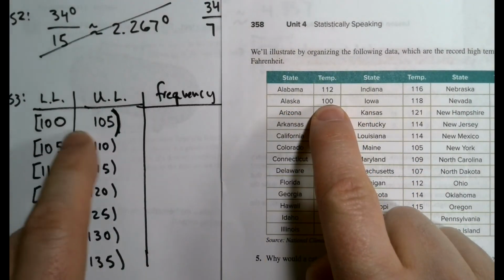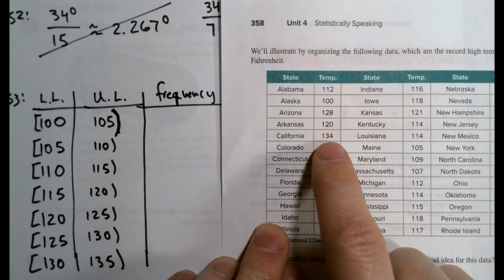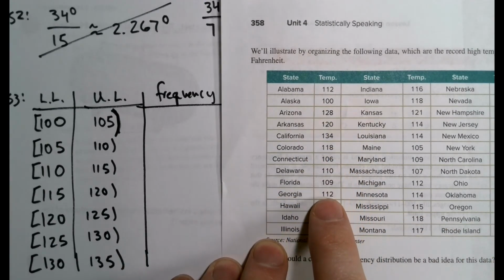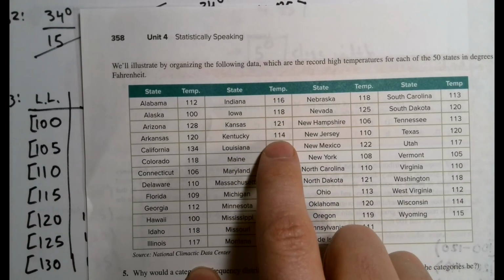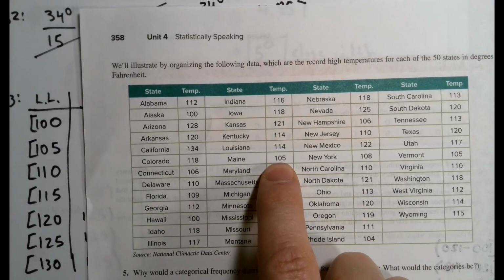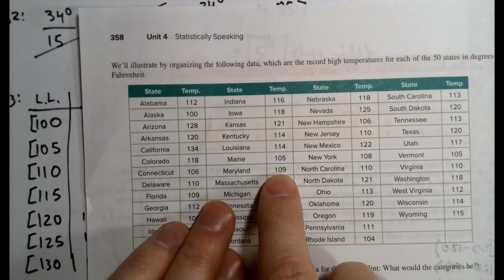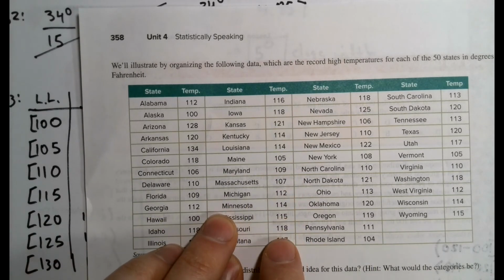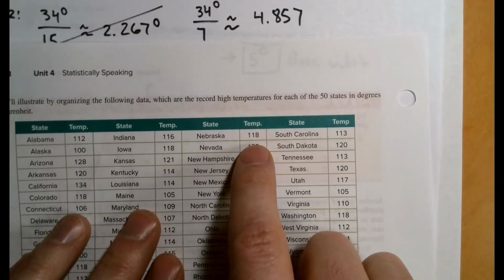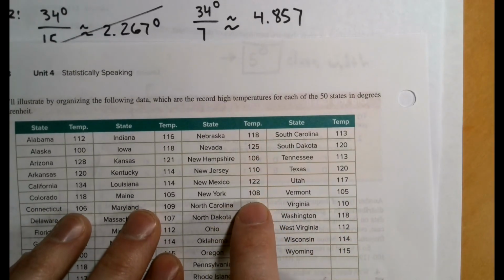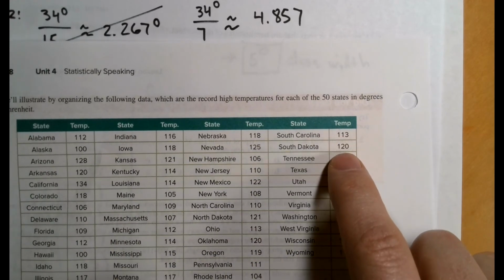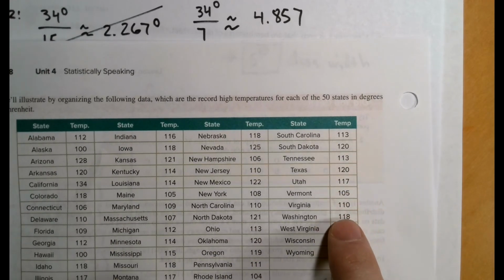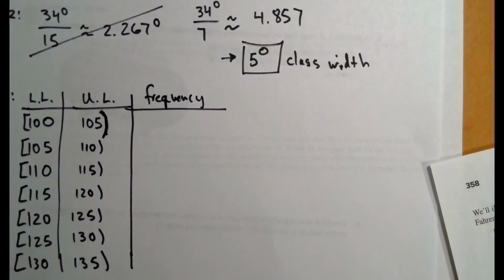Here's a number between 100 and 105. So there's 1, nope, 2, nope, 105 doesn't count. It goes in the next class. Nope, 3. So I get 3 values in that first class.